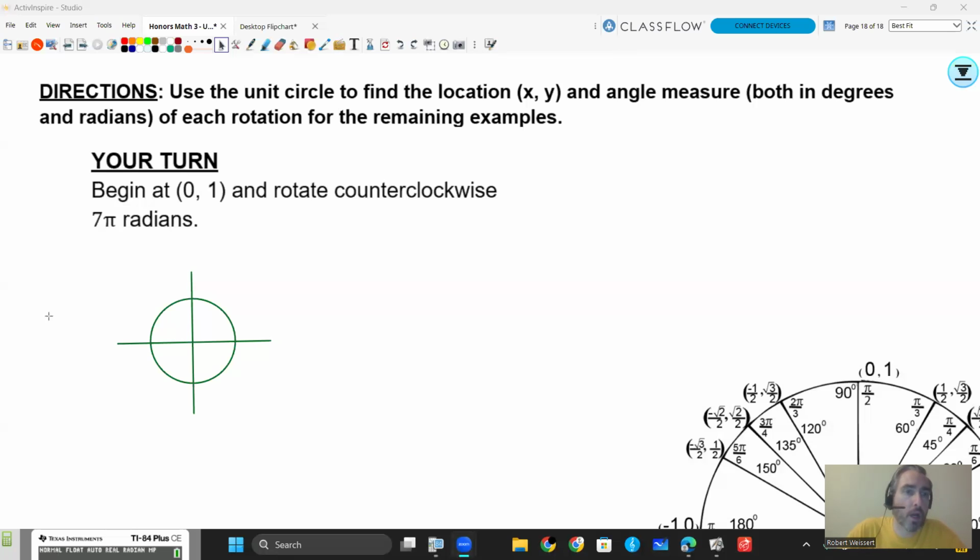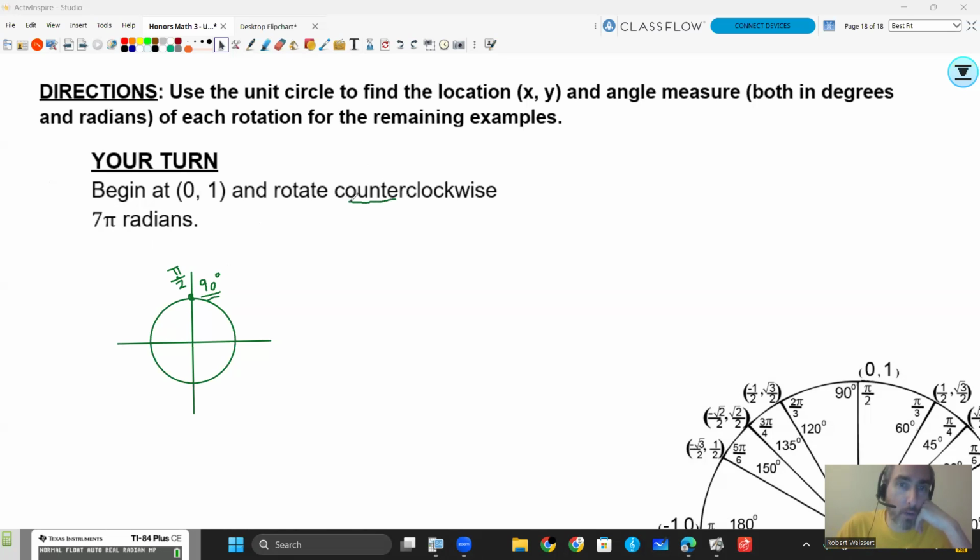All right, let's begin. We want to plot the point at 0, 1. 0, 1 is going to fall at the top. 0, 1's right here. That's going to be 90 degrees. And we can also think about that as pi over 2 radians. So if you want to do it in pi, you can. Let's do it that way, since we need to practice that anyway.